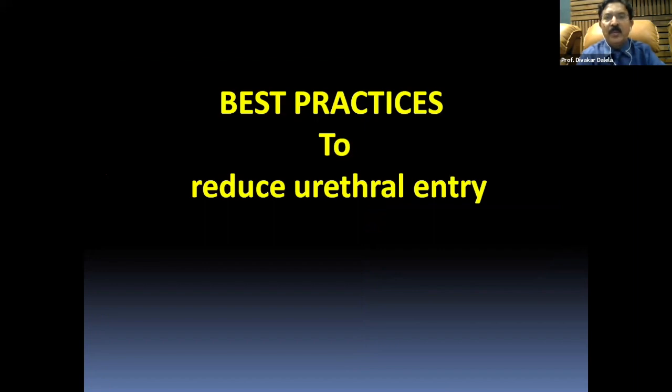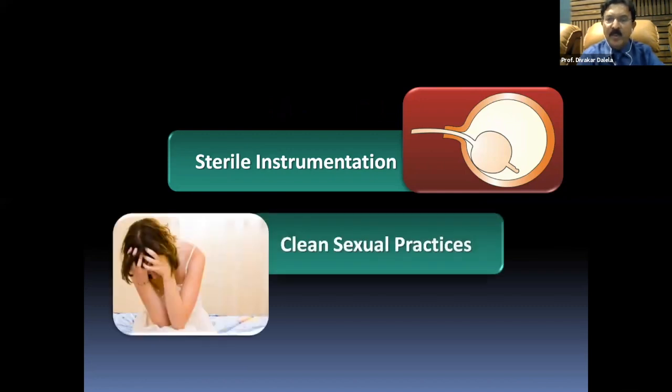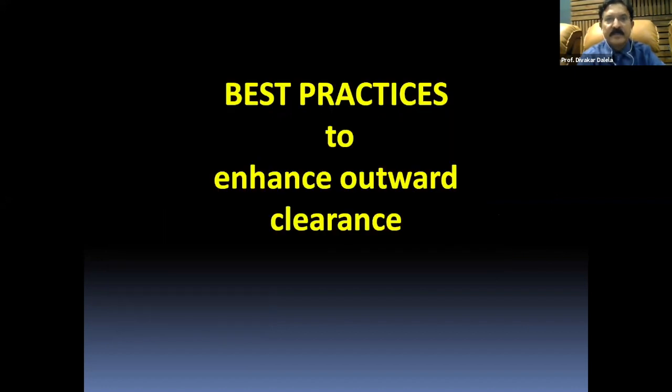What could be a way to reduce entry of bacteria through the urethra? By that I mean from the external genitalia inside the urinary bladder. So first of all, whenever there's a chance for you to get catheterized, insist on clean, sound, aseptic precautions. And most important for sexually active ladies, they must maintain clean sexual practices. They must pass urine after every sexual act, and they must wash the genitalia thoroughly prior to the sexual act if that is possible.